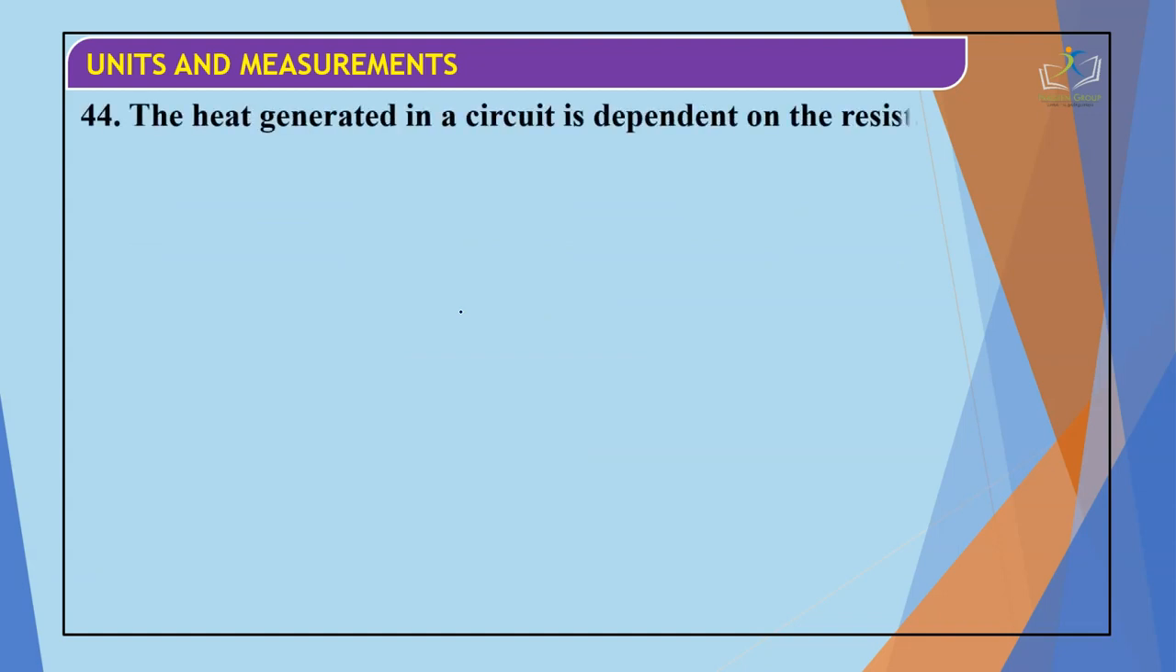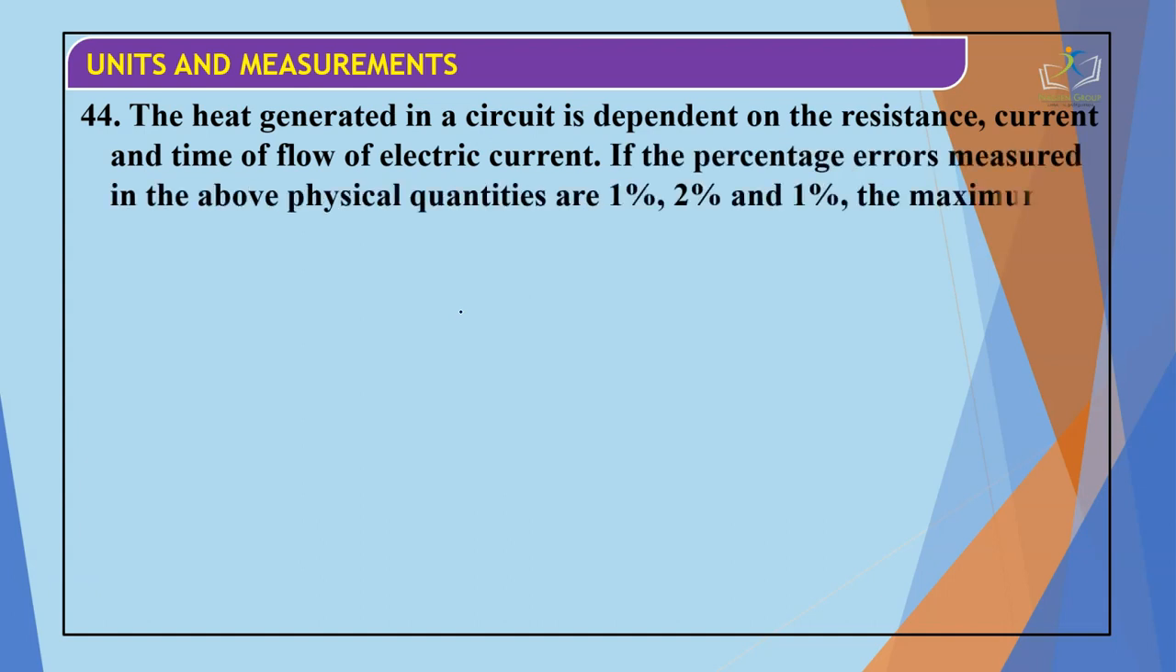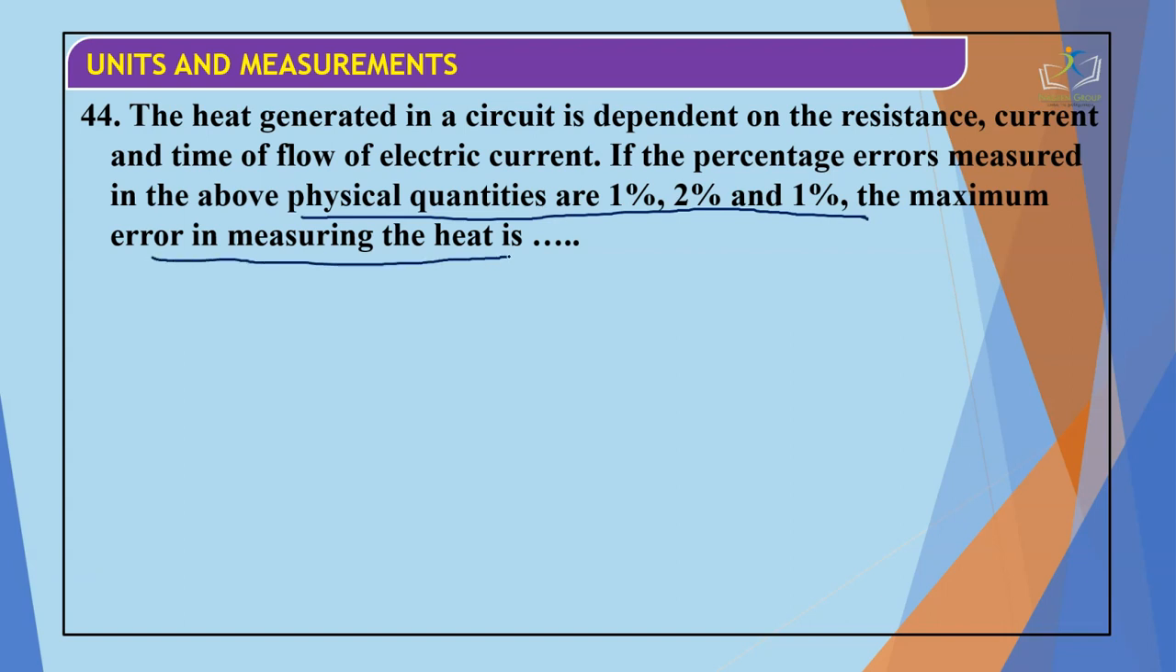Next question. The heat generated in a circuit is dependent on the resistance, current and time of the flow of electric current. If the percentage errors in measuring the above physical quantities are 1%, 2% and 1%, the maximum error in measuring the heat is: we have options 2%, 3%, 6% and 1%.